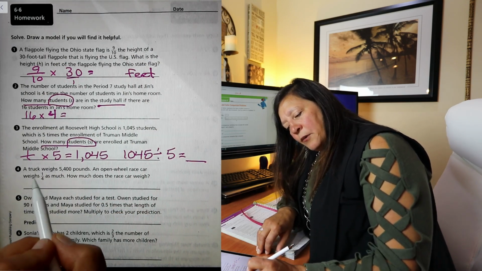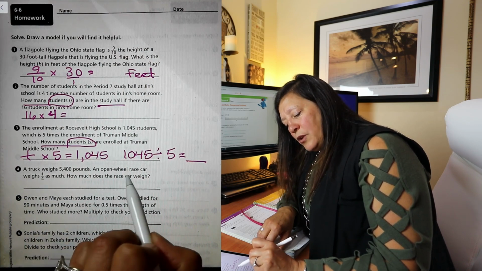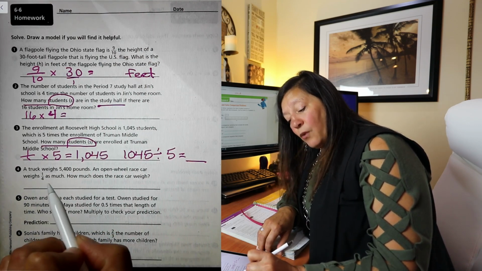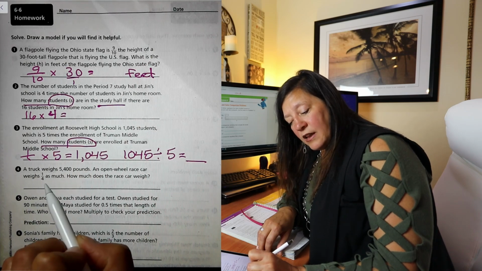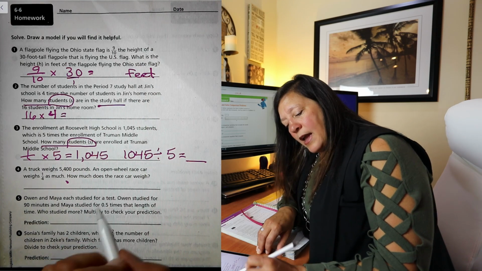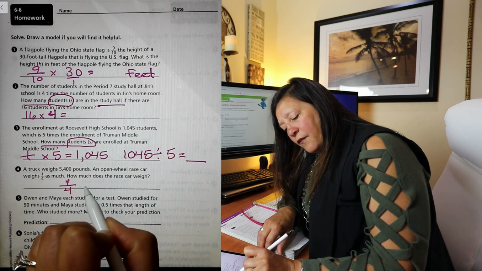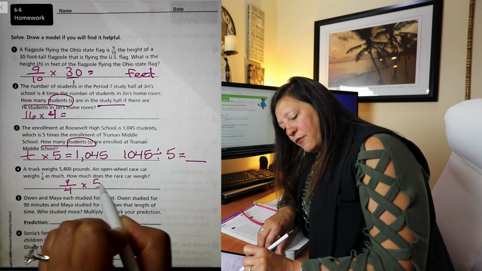Okay. Number 4, a truck weighs 5,400 pounds. An open wheel race car weighs 1/4 as much. Again, we're taking a decimal and we have a whole number. How much does the race car weigh? So we're going to do 1/4 of, or times, the 5,400.